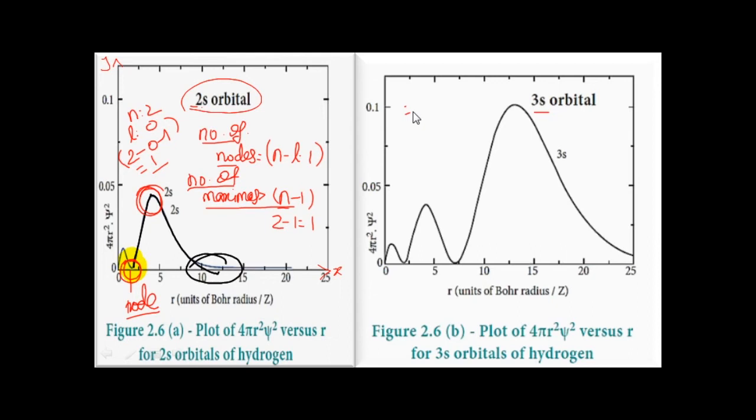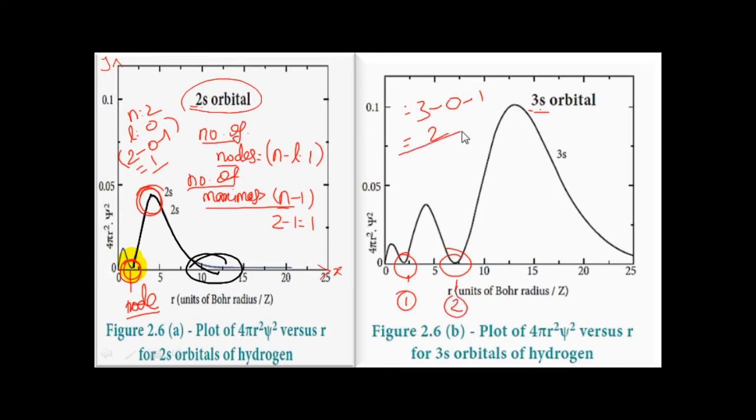What is the n value? It is 3. Minus the L value: for the s orbital, L is 0, so 3 minus 0 minus 1 equals 2. That is the 2 nodes, 1 and 2. This is node 1, this is node 2.